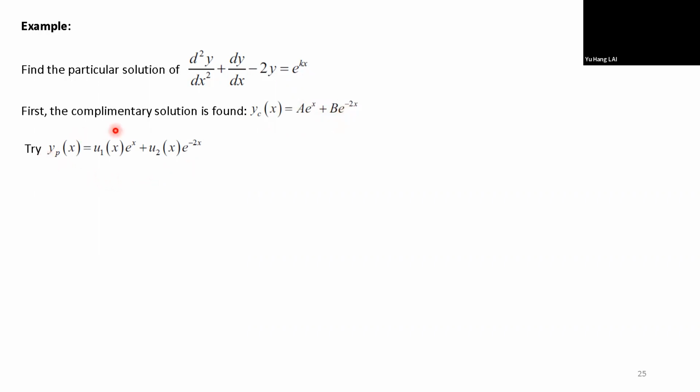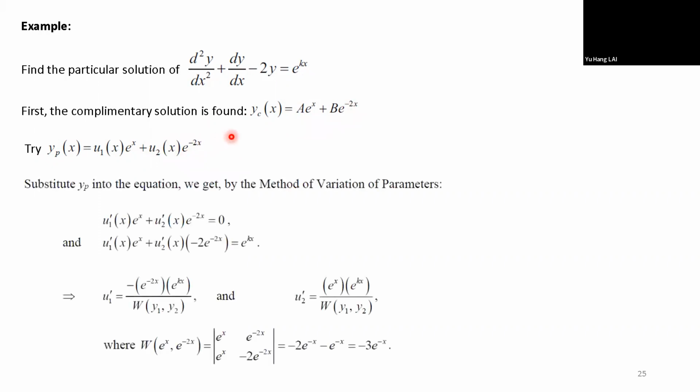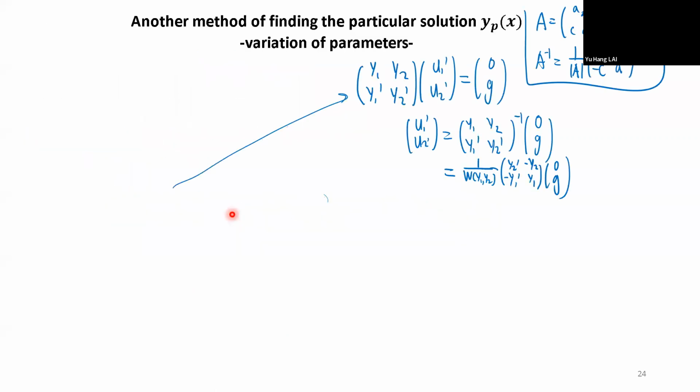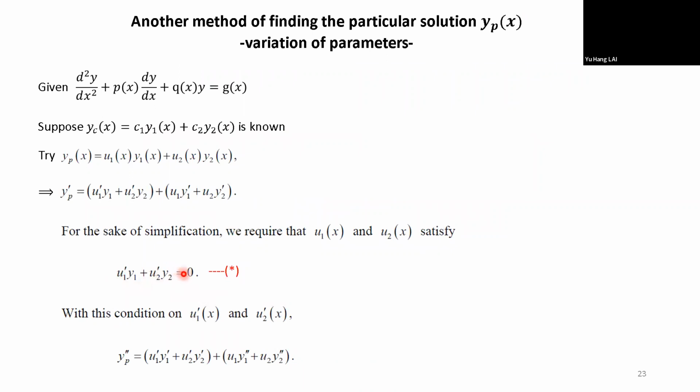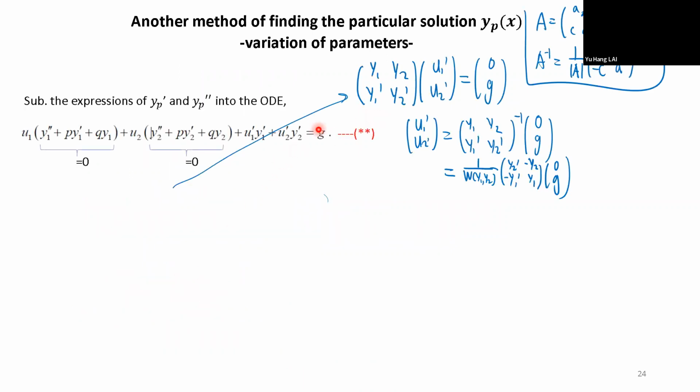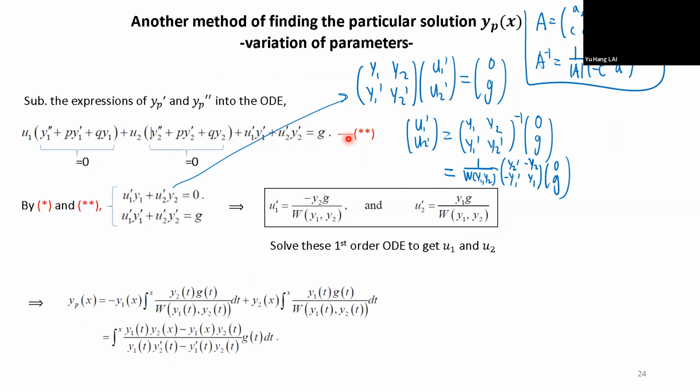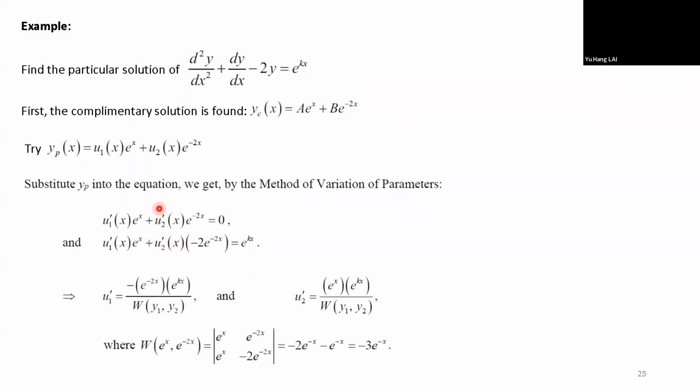So I will try this Y_P, which is given by U1 times the first complementary solution plus U2 times the second complementary solution. And then using the two equations, so we have this one equals 0, which is the equation star here, and then also the second one, equation 2 star, double star.